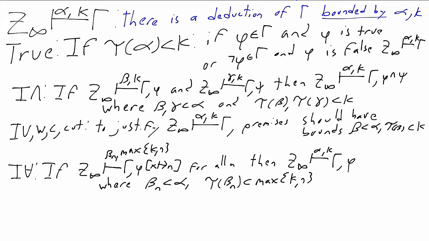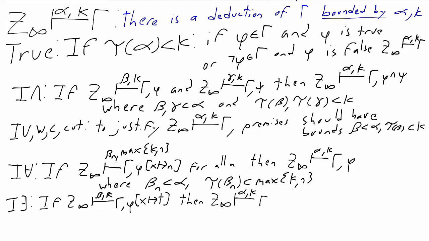Finally, the exists introduction rule is the only rule where we change the rule itself. When we deduce exists x phi, we require that the witness be bounded by h alpha of k, where h alpha is the alphath function in the fast-growing hierarchy. That's a complete description of our rules for bounded deductions.